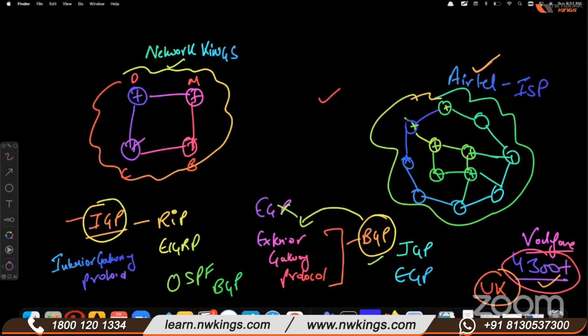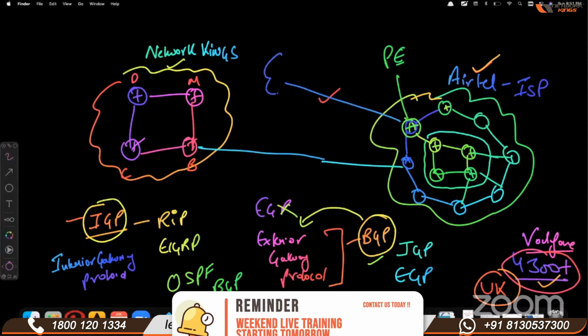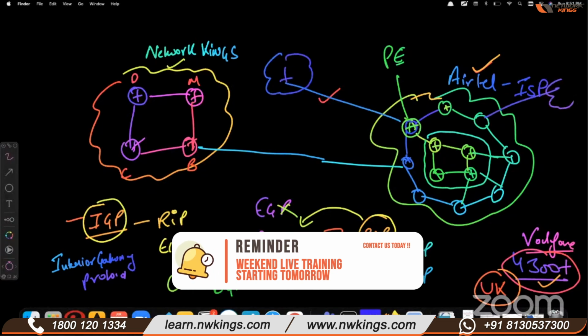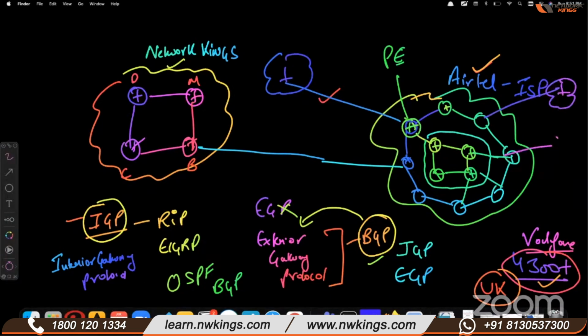You can see these routers in the ISP network; these are called PE routers, provider edge routers. They are the routers which connect to the customers. If you have multiple customers, like Airtel has many customers, Airtel has connectivity with all the customers through these routers, which are known as provider edge routers. Which routers? Provider edge.